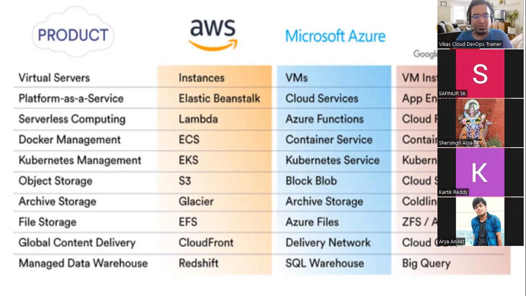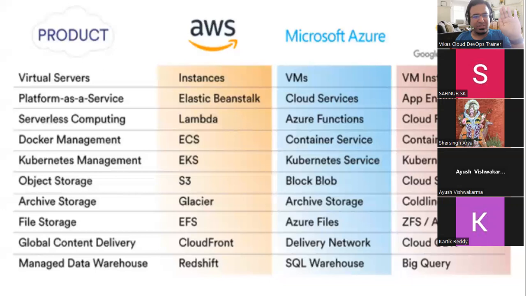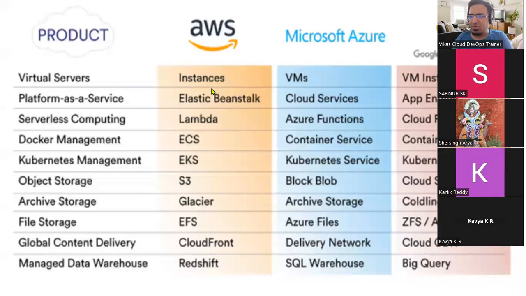If you know how to use one laptop, or how to use a Windows operating system, you can use any laptop which has a Windows operating system. Same thing here. If you know how to use a virtual machine, you can go to AWS instances. You can create a virtual machine in Microsoft Azure, and in a Google Cloud VM instance. All are very much the same. For example, platform as a service, serverless computing, Docker management: every service provided by AWS is also provided by Azure, and by GCP.